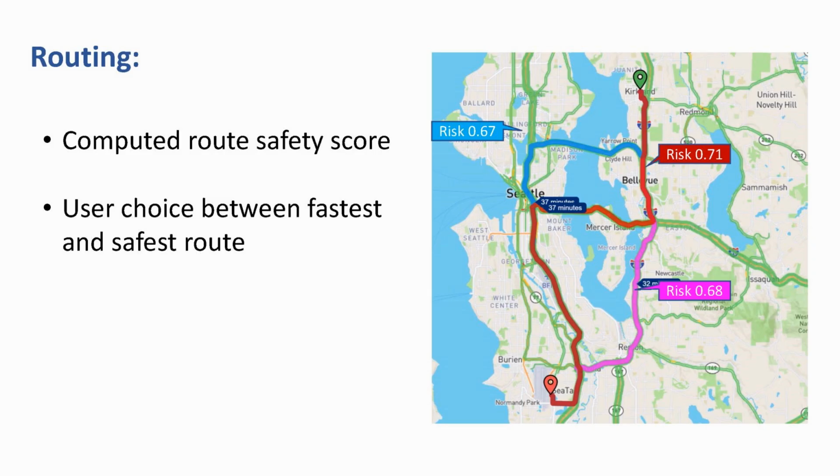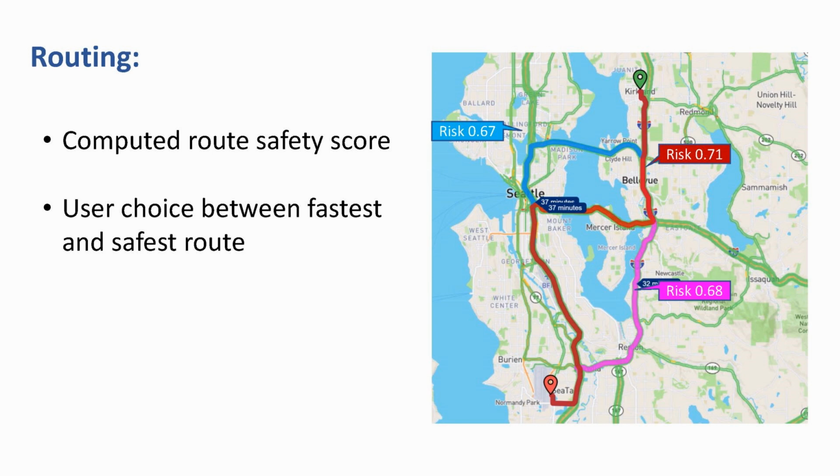Here are some potential use cases for this product. Road safety scores can be used in tandem with traditional routing algorithms to provide information on the safety of each route. Not only this, but users will be given a choice between the safest route and the most efficient route, or a combination of the two.